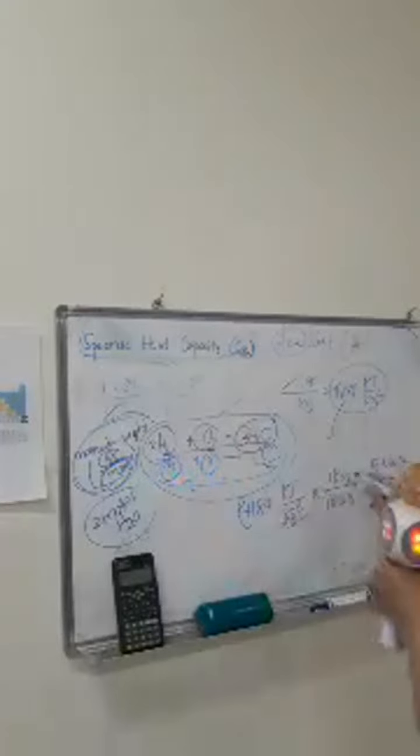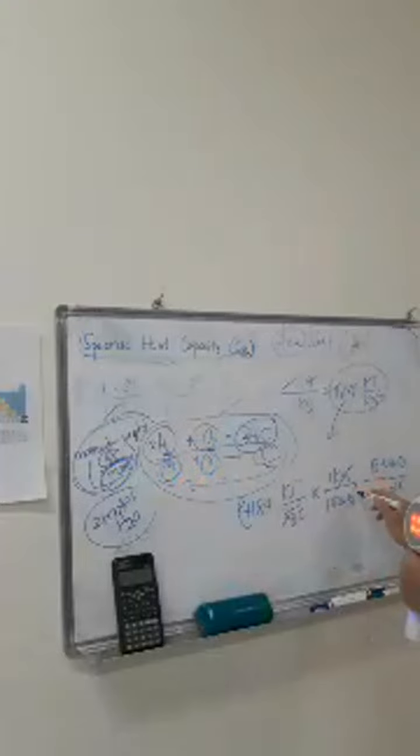Based on our memorization, the molecular weight of water is 18.016 grams per mole. So the kilogram cancels and the gram cancels, and what remains is kilojoules per mole.